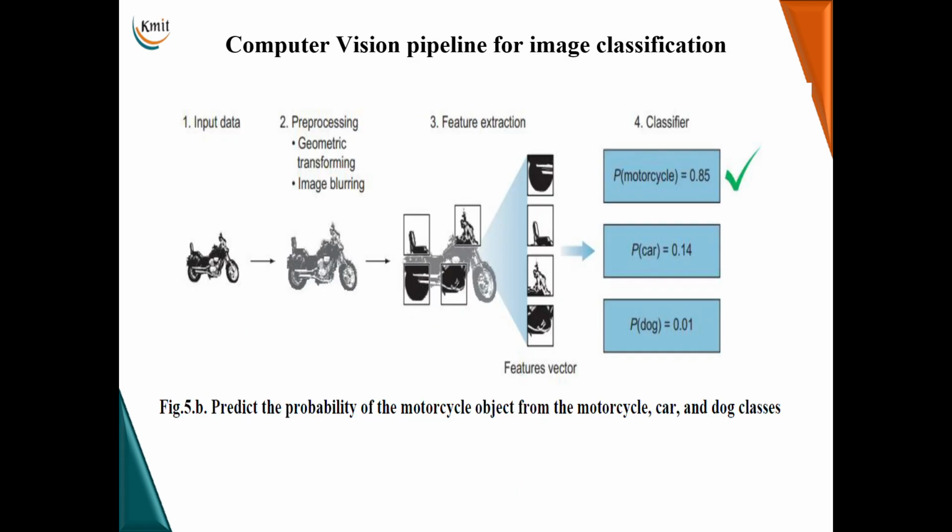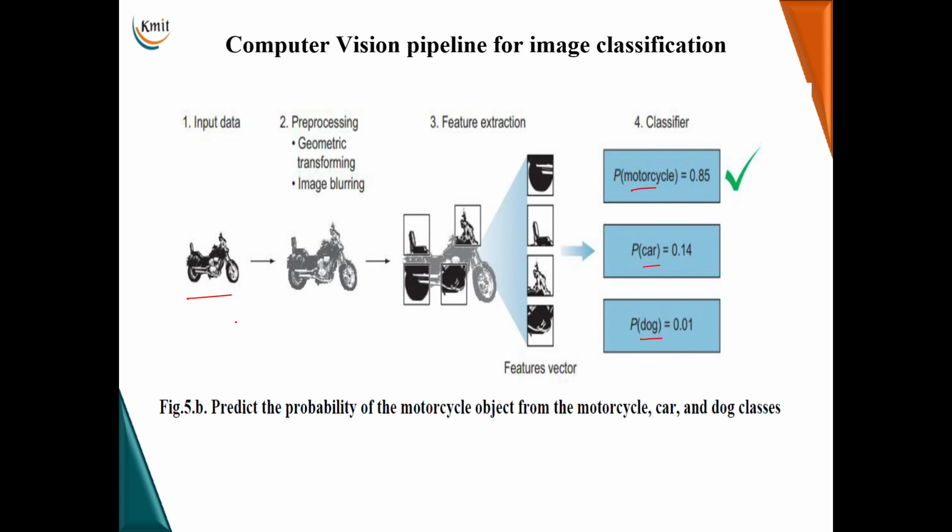Let us apply the pipeline process we have discussed previously to an image classification task, where our task is to predict the probability of the object from the following classes: motorcycle, car and dog. Given an image, I would like the machine to find the probability of that image belonging to motorcycle, the probability of that image belonging to car and the probability of that image belonging to dog. The higher the probability, under that label the image will be predicted.